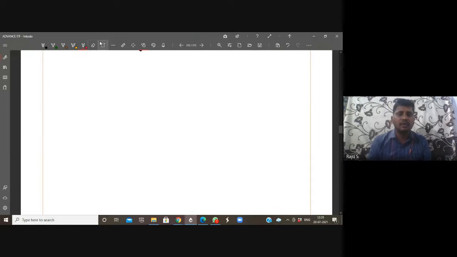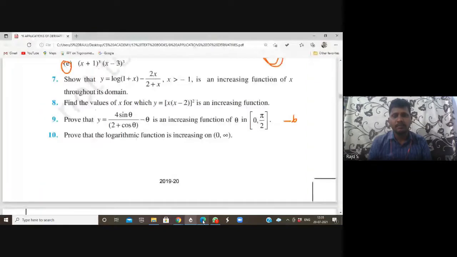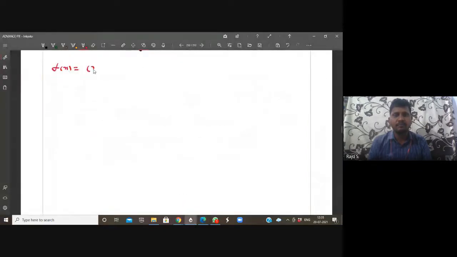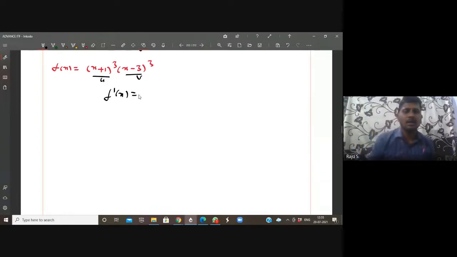So the question is f of x is equal to x plus 1 whole cube, x minus 3 whole cube. Find f dash of x with the help of the UV rule. Let us take this as u, this as v. All of you find f dash of x. Equating it to 0, you are going to get the x values, and you can find those x values on the real line.